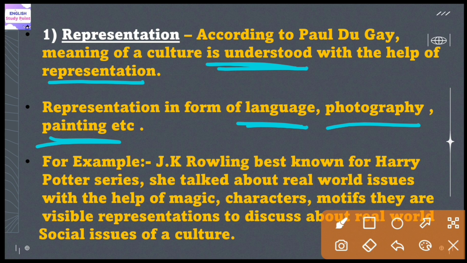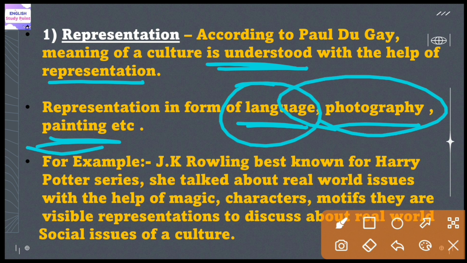So representation means culture is understood through visible elements, and these visible elements try to give a kind of shape to a culture. So these things, written language, photography, painting, help in generating signs and symbols to whatever exists in the world.